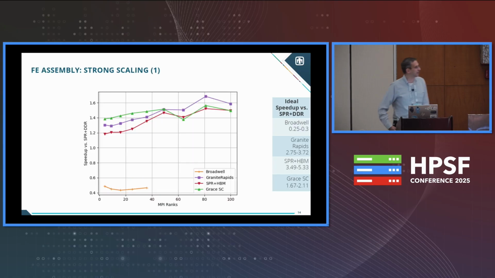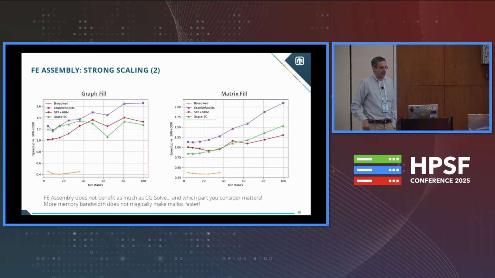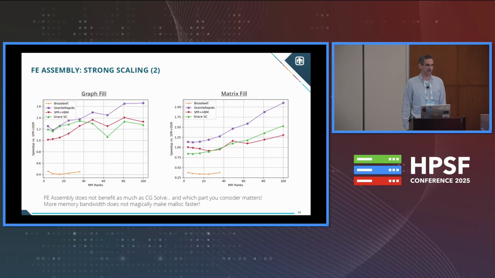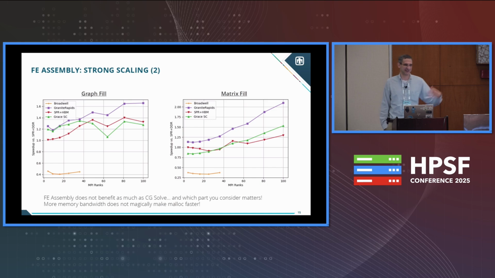So let's look at finite element assembly. And now this is a different story. Where are my 3s? Where are my 4s? I'm sitting pretty much uniformly at 1.25 to 1.5. Well, except for Broadwell, right? That's just slow. What's going on here? I'm going to break that into two pieces. There's a graph fill, which involves allocating memory, and Victor can laugh at me at this point because we've been having a discussion over memory allocation being slow recently. And then we have a matrix fill, which is more pointer chasing and hammering on the memory subsystem to add things. And you see very different behavior, right?